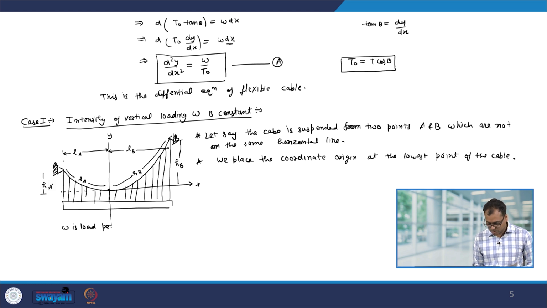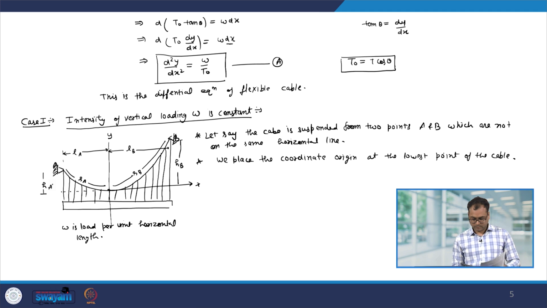is the load per unit horizontal length and it is constant. Now, here we have neglected the mass of the cable because the loading is much larger than the weight of the cable. So, to analyze this problem, let us start with equation number A because that was the general equation and here W is constant.